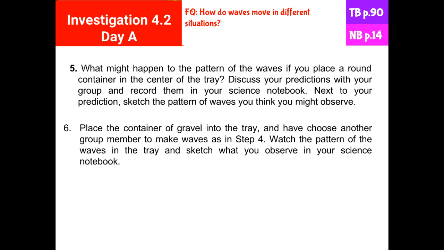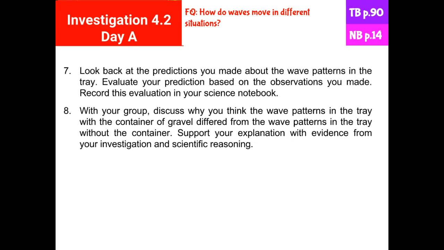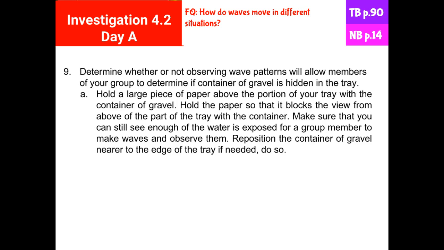Thinking about the patterns of the waves for number 5, discuss and record those predictions about what happens if you place something round in the center of your tray. You're going to place that container of gravel and then repeat step 4, but watch how the pattern is different. You're going to look back to your predictions to see how you did, evaluate that process, and discuss why you think the wave patterns are different with the gravel surface with the cylinder in it versus without.